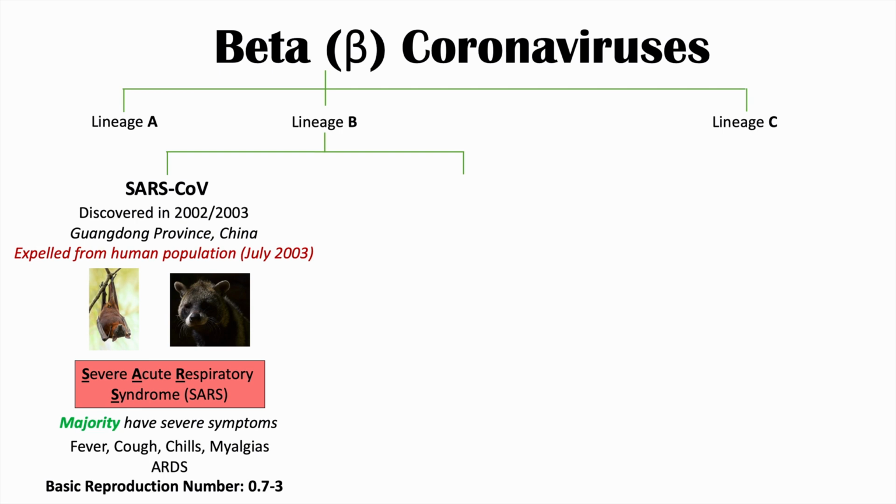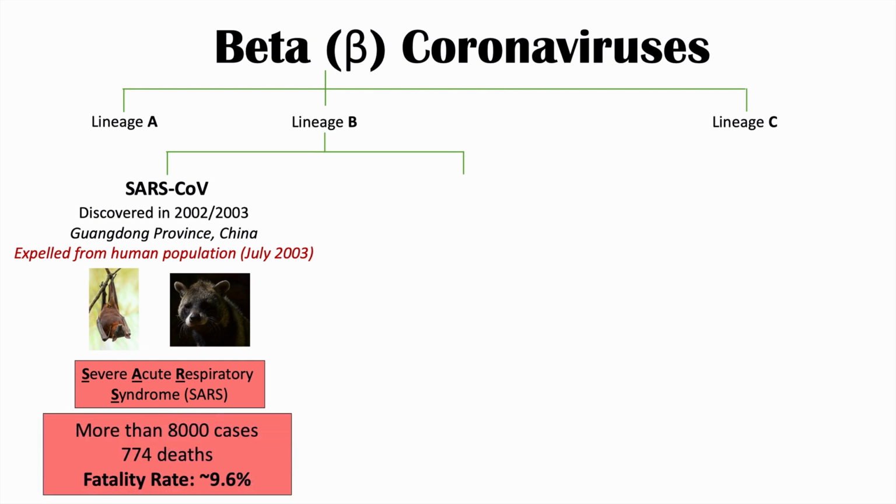So what was found at the beginning was that the basic reproduction number was 3, but after concerted effort to essentially isolate and treat individuals and track down individuals who were exposed, they brought this basic reproduction number down to 0.7. Once the basic reproduction number is below 1, the virus will essentially die out, because you can imagine one individual is infecting less than one person ahead of them. So they're going to have decreased numbers as time goes on. Ultimately, though, this was considered a very fatal condition. More than 8,000 cases of SARS were confirmed, with 774 deaths, with a fatality rate of approximately 9.6%.